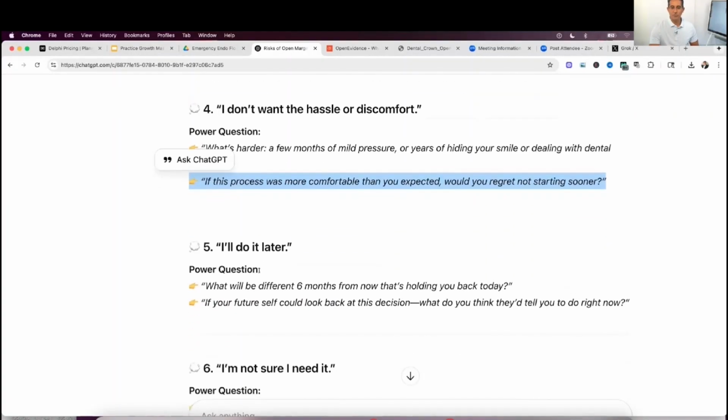How about this one? I'll do it later. What will be different 6 months from now that's holding you back today? Ooh, that's a good one. You guys, you have to get your patients to start dreaming and thinking in frames of possibility. So I'm curious, what do you think is going to be different in 6 months about your life or your schedule that's holding you back today?